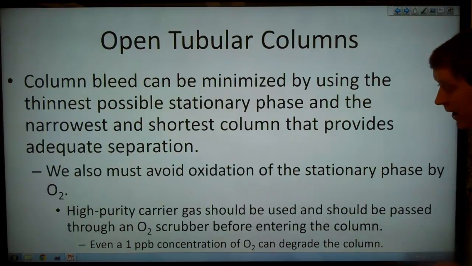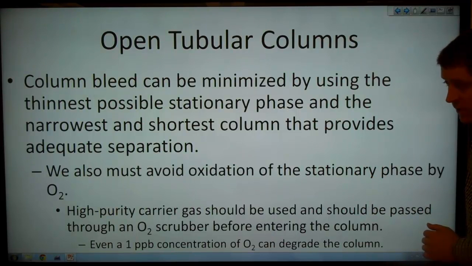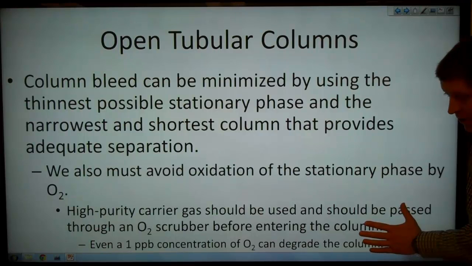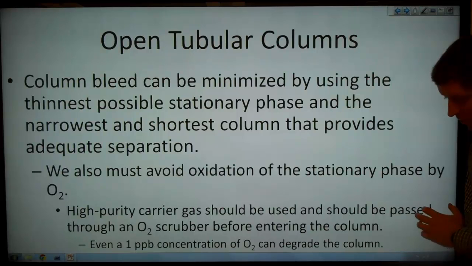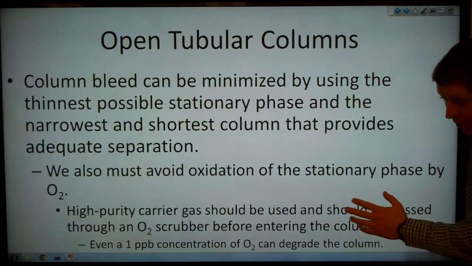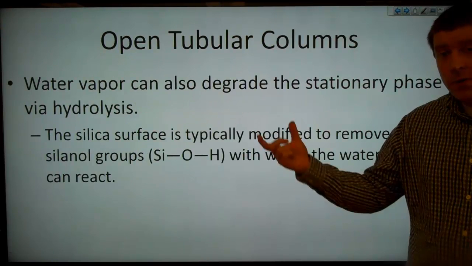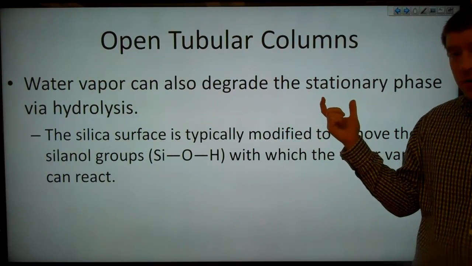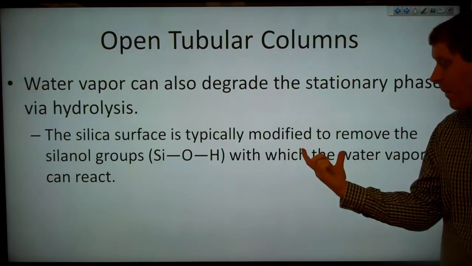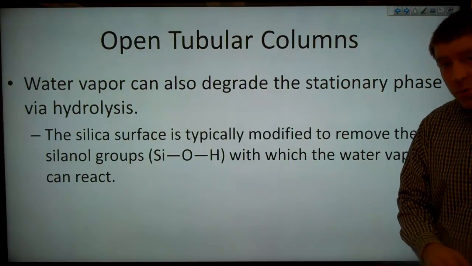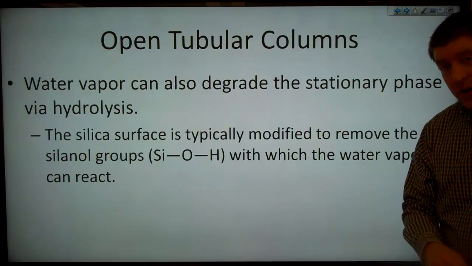And we also must avoid oxidation of our stationary phase by O2 in our carrier gas. So high purity carrier gas should be used and should be passed through an oxygen scrubber before entering the column. Even a 1 part per billion concentration of oxygen can degrade the column over time. Water vapor can also degrade that stationary phase via hydrolysis. So the silica surface is typically modified to remove the silanol groups, those SiOH groups, with which the water vapor can react.